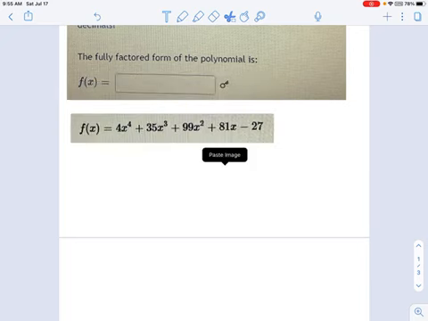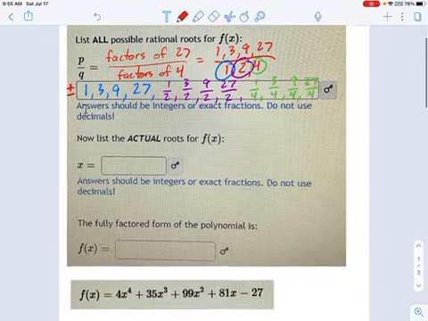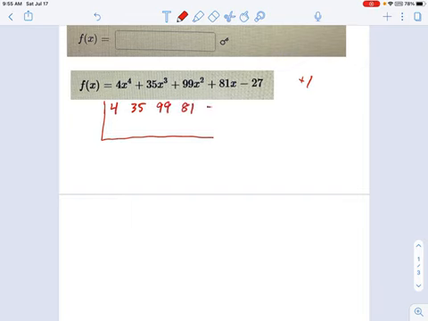So first thing I want to check, what were my first few roots? 1, 3, 9, 27. Okay, so how about positive 1? Is positive 1 a root? Well, you make your synthetic division bar, and we're going to put our coefficients up top: 4, 35, 99, 81, and negative 27. And then you put whatever your root is over here, the thing you're testing to see if it is a root. We're going to find out if that's an actual root, not just a possible root.